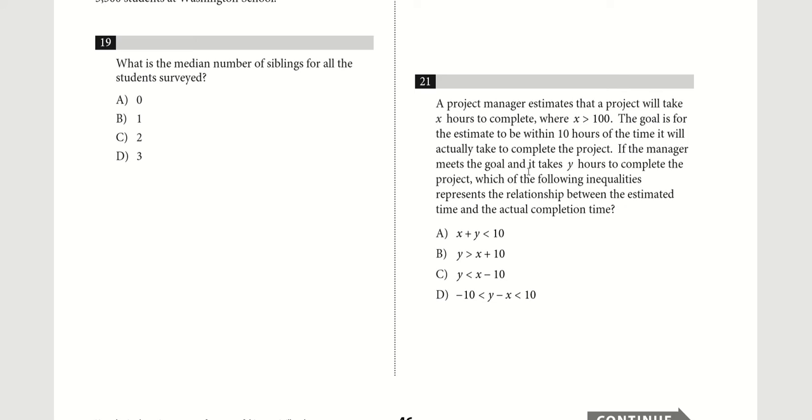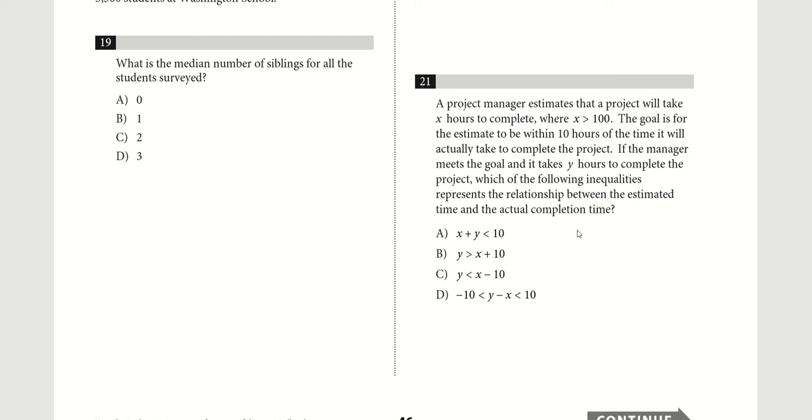If the manager meets the goal and it takes Y hours to complete the project, so Y is the actual completion time, then we want the difference between X and Y to be less than 10. Otherwise, the estimate is more than 10 hours off. Which of the following inequalities represents the relationship between the estimated time and actual completion time?